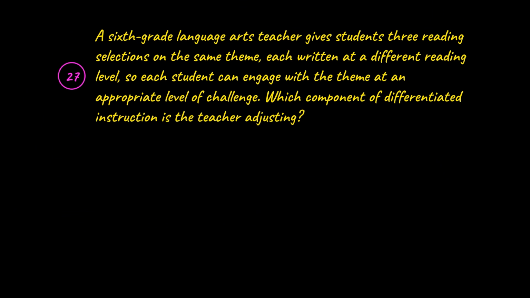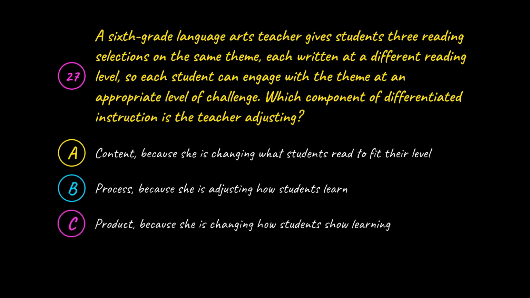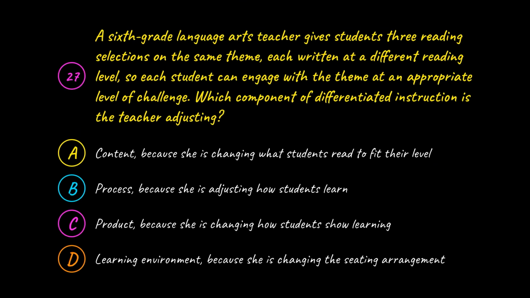Your options are: A. Content, because she is changing what students read to fit their level. B. Process, because she is adjusting how students learn. C. Product, because she is changing how students show learning. D. Learning environment, because she is changing the seating arrangement. Before I reveal it, which one do you think is right?